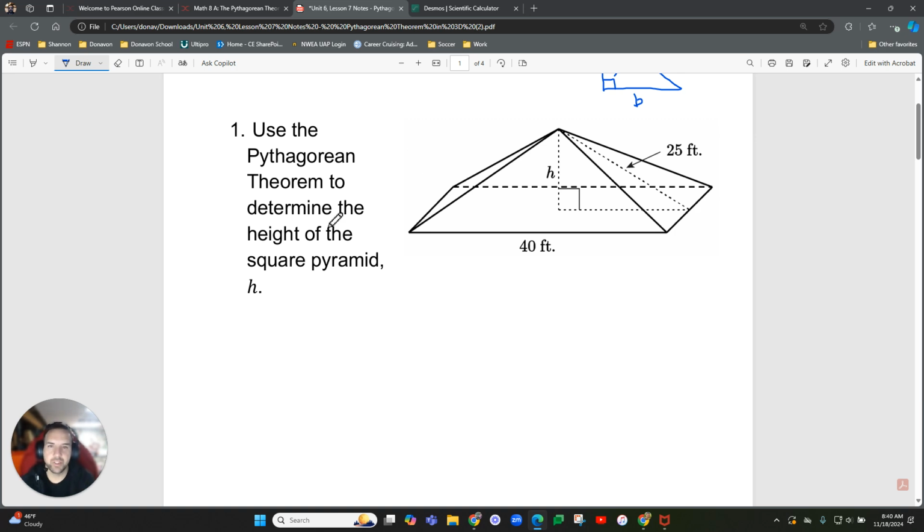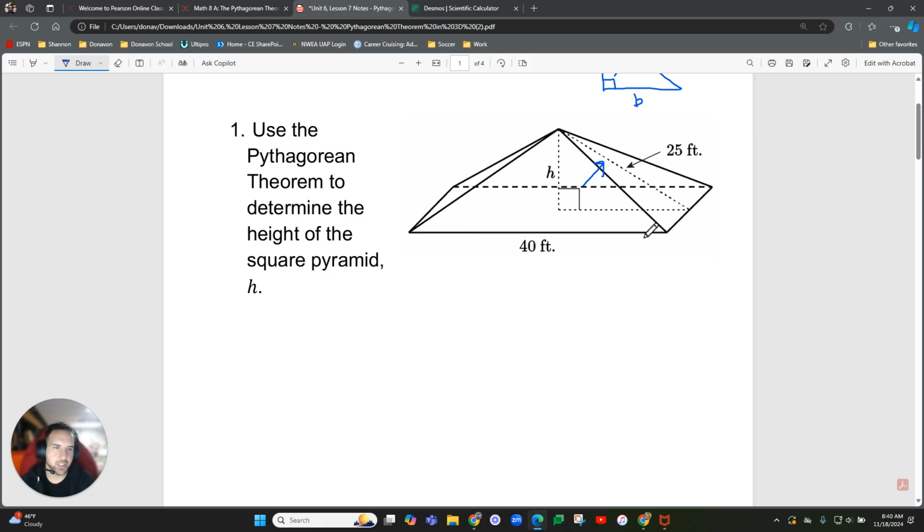Use the Pythagorean theorem to determine the height of the pyramid, H. First of all, we're looking for this, and you can see that they kind of give us a hint here that we need this distance right here and this distance right here. They already give us this diagonal here, which is the hypotenuse. Remember, the side opposite of the right angle is the hypotenuse. So the hypotenuse is 25.